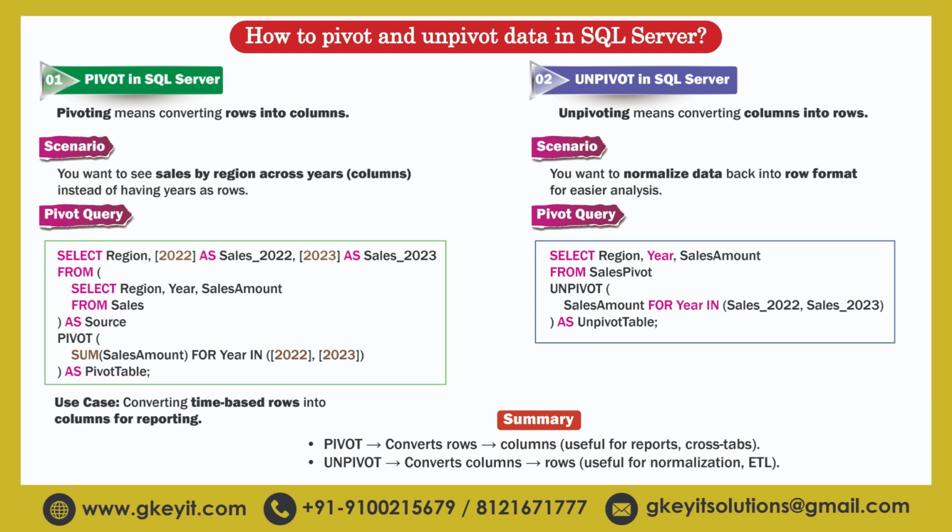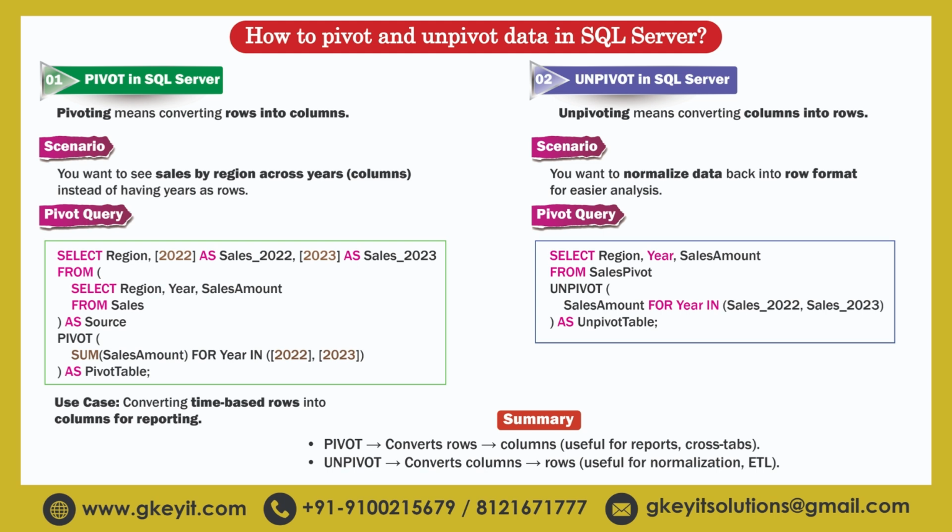The pivot query is: select region, [2022] as sales of 2022, [2023] as sales of 2023 from (select region, year, sales amount from sales) as source. We are using the pivot functionality here, with sum of sales amount for year in 2022 and 2023, as pivot table. The use case is converting time-based rows into columns for reporting.